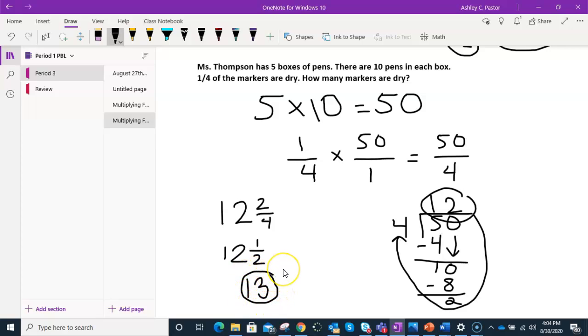Now, sometimes you're going to get it where it's going to be a whole number once you divide this out, and you're going to get 10, 14, 15, whatever the answer is. And that's beautiful. We hope to get that answer. But sometimes we do get this fraction, so we have to round up to the next number, which in our case would be that 13.